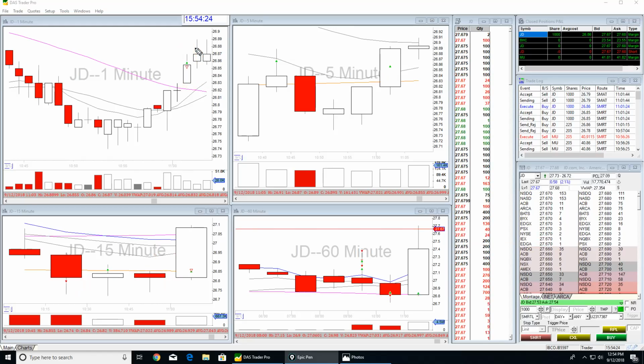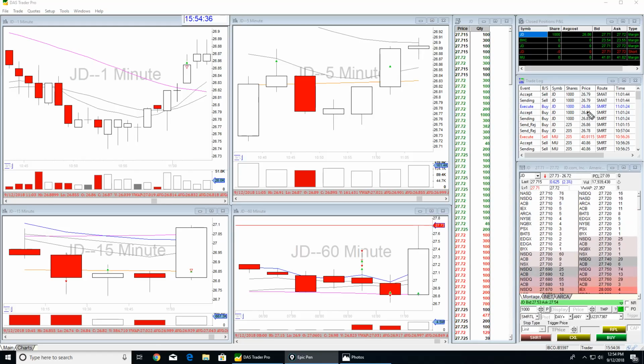And then you know what I did next? I had to leave. I had to go hike with some dogs. And I thought to myself, this is the type of trade that I want to let run. This is the trade where I got in at 26.86. My stop was 26.79, which was below all three of these MAs. So I'm risking, what, 7-8 cents or so?